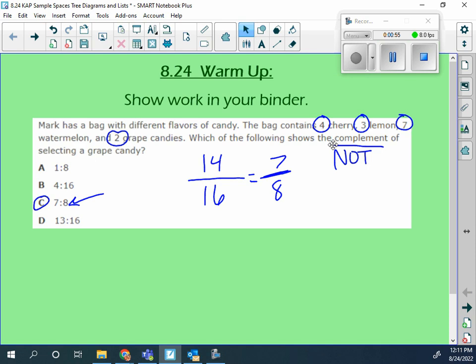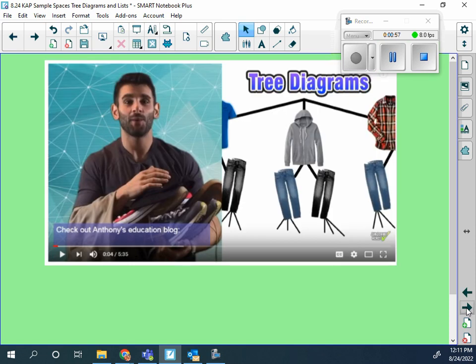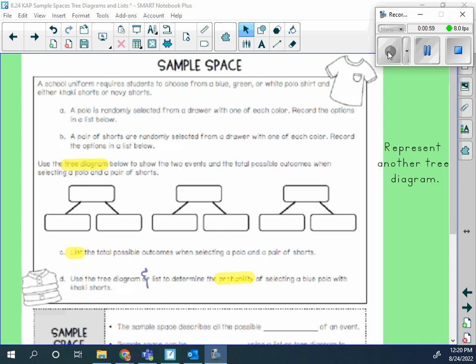Okay. All right, we have a quick video that we're going to show. All right. So on the notes, it says, a school uniform requires students to choose from a blue, green, or white polo shirt and either khaki shorts or navy shorts. So question A. A polo is randomly selected from a drawer with one of each color. Record the options in a list below. So what could we get on the polo shirts? That's right, blue, green, or white.